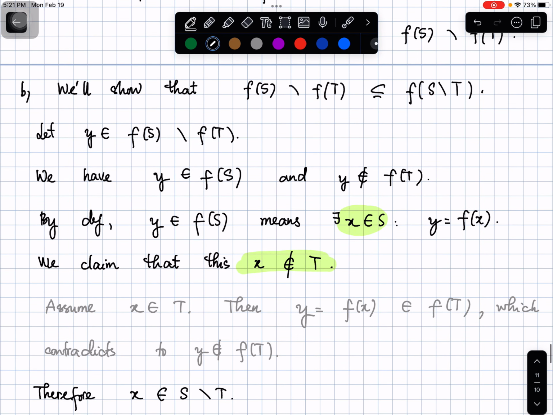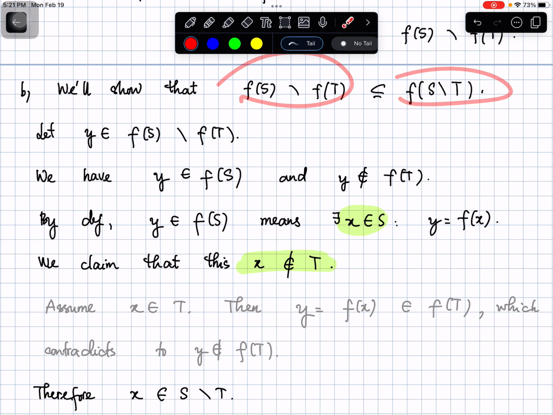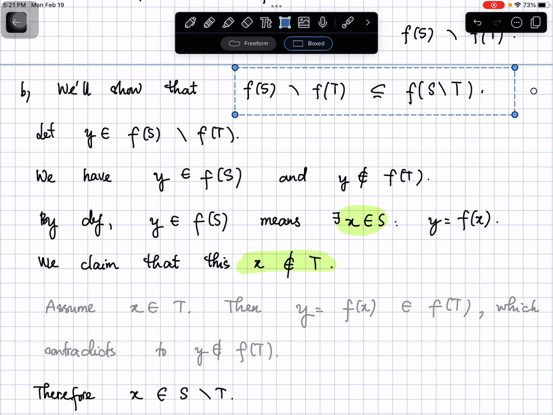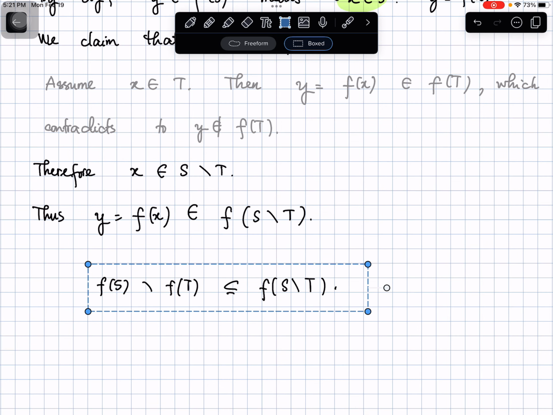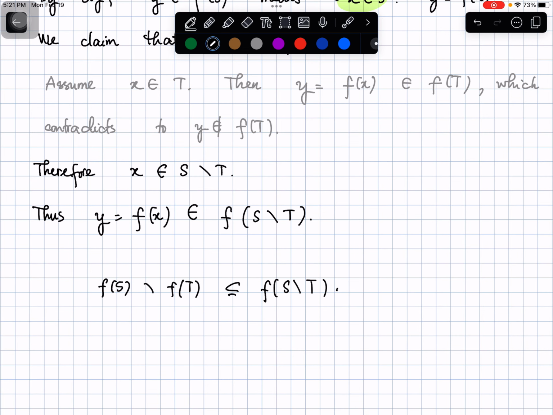So we start from here, we show y is in there, so we have this subset. And we have proved that, and we are done with the exercise.